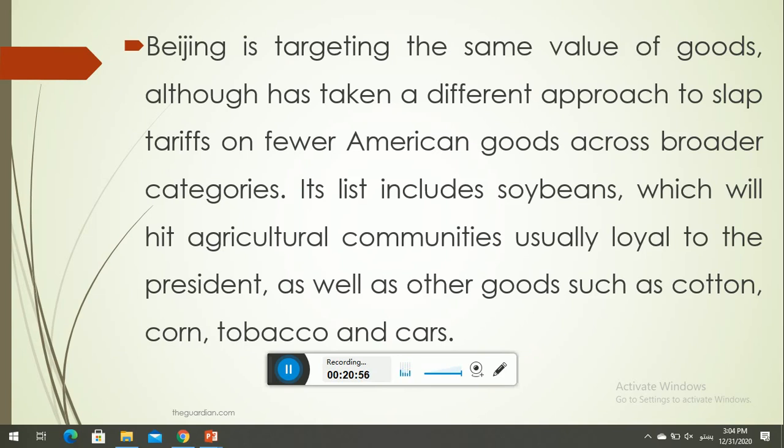Its list includes soybeans, which will hit agriculture communities usually loyal to the president, as well as other goods such as cotton, corn, tobacco, and cars. So the Chinese government, Beijing, has imposed tariffs on soybeans, the agriculture sector, because agriculture sector people are more loyal to US President Donald Trump. They are supporters of him, so they have imposed tariffs on agriculture goods so they can be affected as well. So it's a two-way war between these countries.